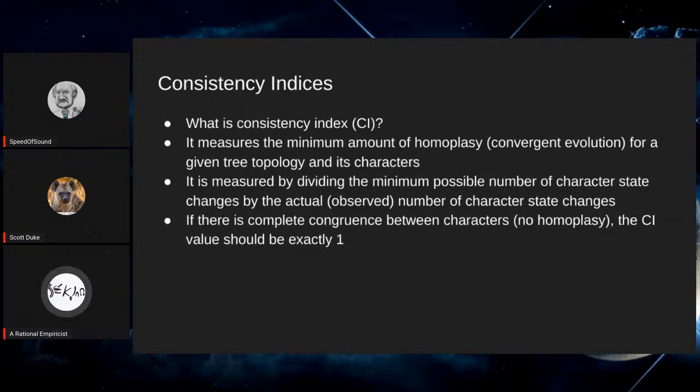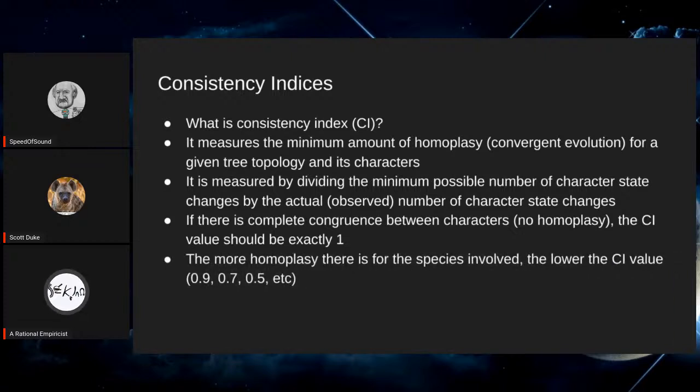So if there is complete 100% congruence between characters, meaning there's no homoplasy, there's no convergent evolution, which of course is an unrealistic result, then the CI value should be exactly 1, because the minimum possible number of changes should equal the observed number of changes. The more homoplasy involved, the lower the CI value, so less than 1, basically.